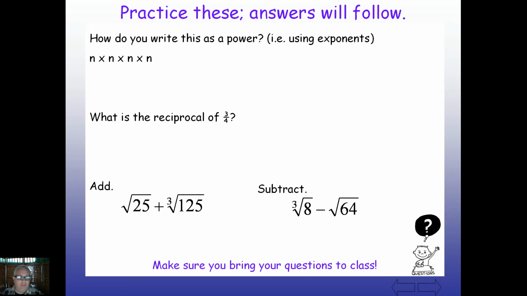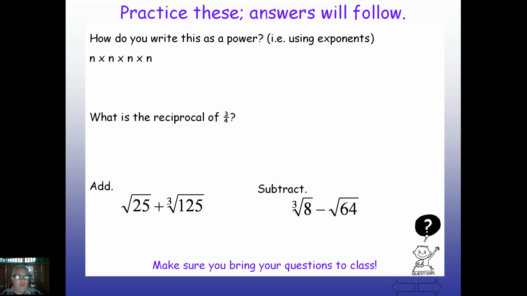And then the bottom two down here, we have some work that we're familiar with. The principal square root of 25 plus the cube root of 125. And then a subtraction problem, the cube root of 8 minus the square root of 64. So take a look at those, and why don't you press pause, write down some answers, and then we'll come back and check your work, and I'll be waiting here for you.